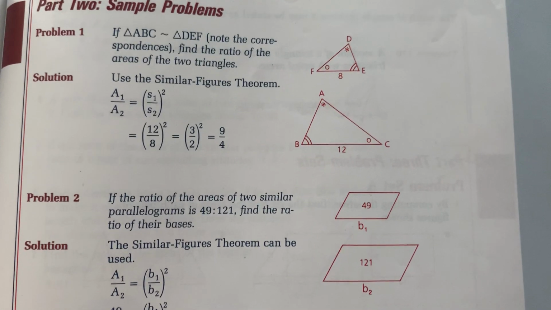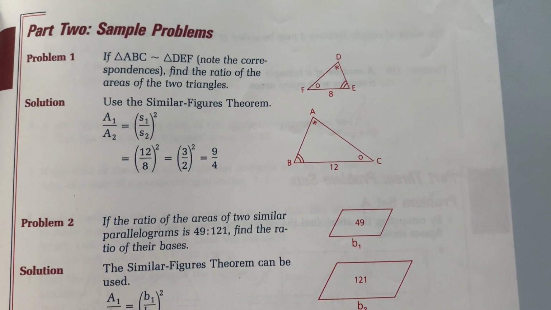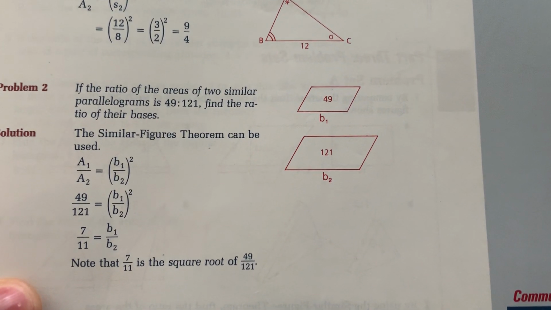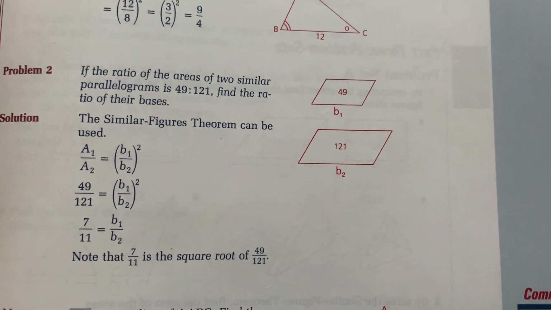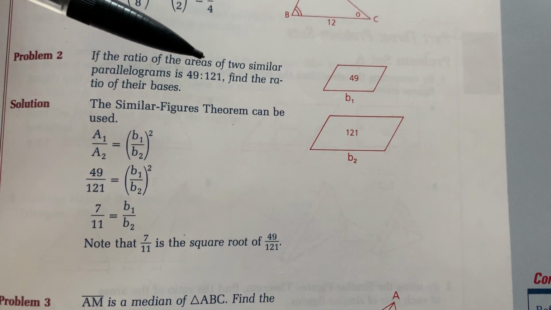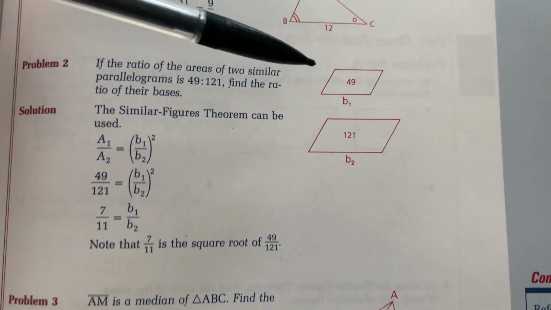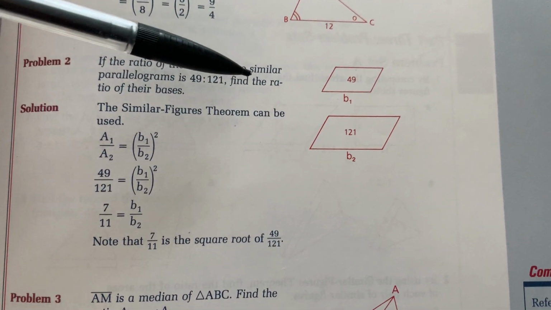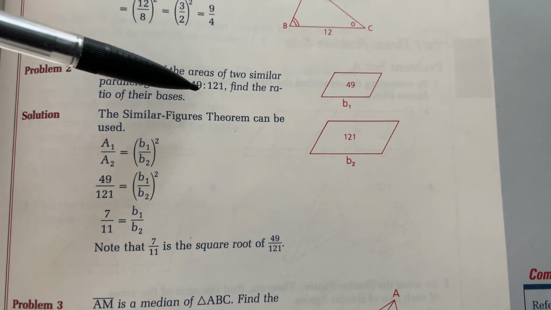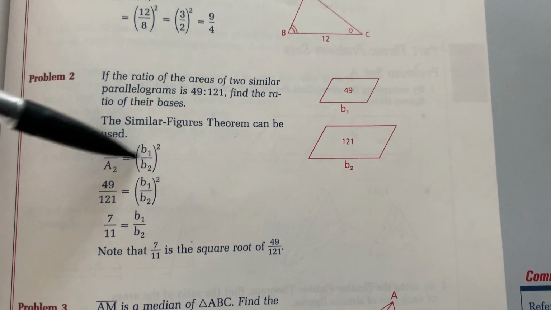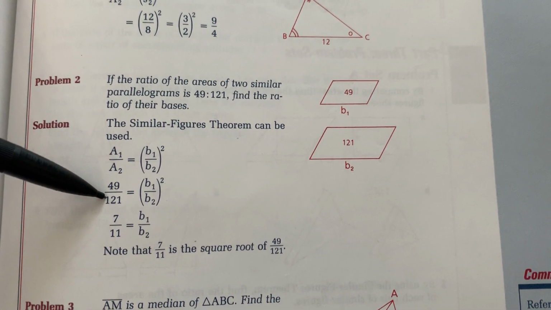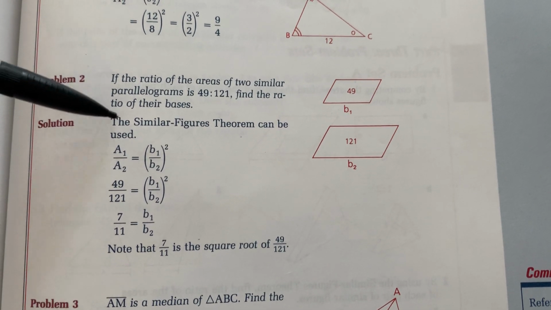Let's see what this problem is talking about. That's pretty much the same thing. Let's see, what about this one? Oh, okay. This one's sort of working backwards. In this one, you already know the ratio of the areas of similar parallelograms. You need to know they're similar, first of all, to use this theorem. So the ratio of areas is 49 to 121. And if you need to find the ratio of their bases, right?